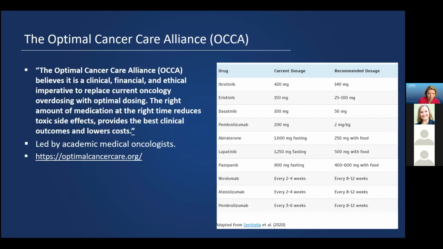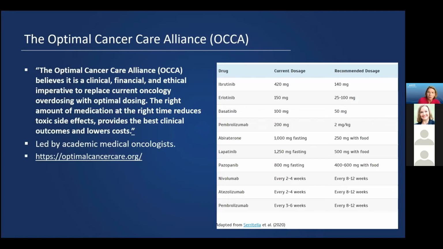The right amount of medication at the right time reduces toxic side effects, provides the best clinical outcomes, and lowers costs. So I say here it's led by medical oncologists. Key people involved in this are Mark Ratain at University of Chicago and Ian Tannock at Princess Margaret in Toronto, and Alan Lichter also. I think he was the previous chairman.